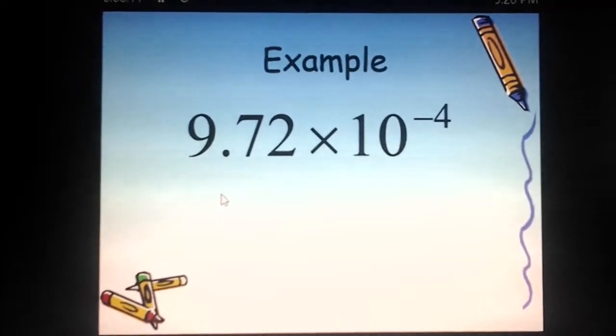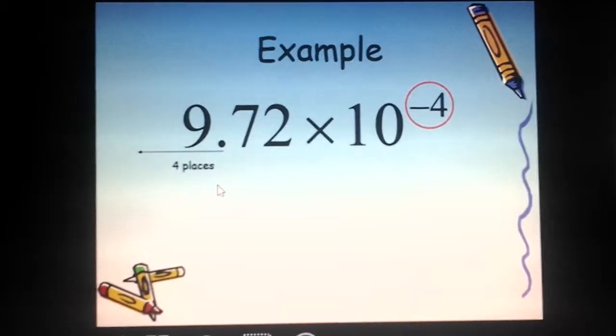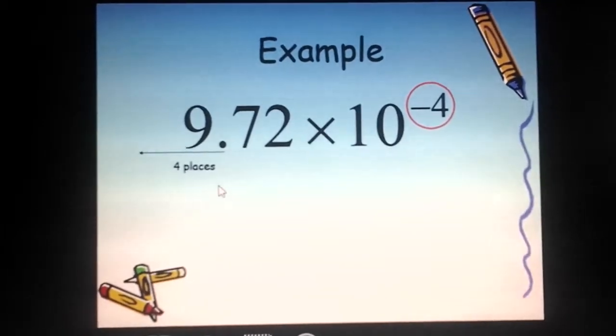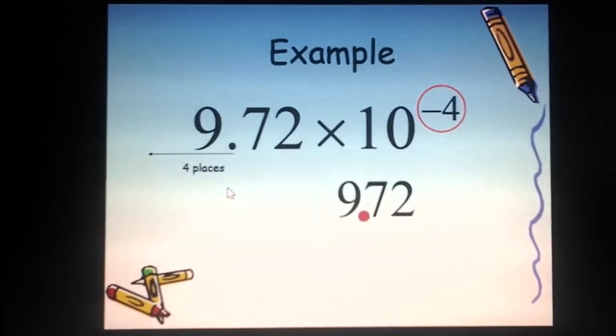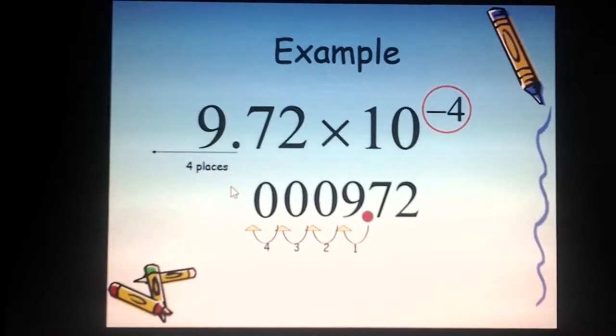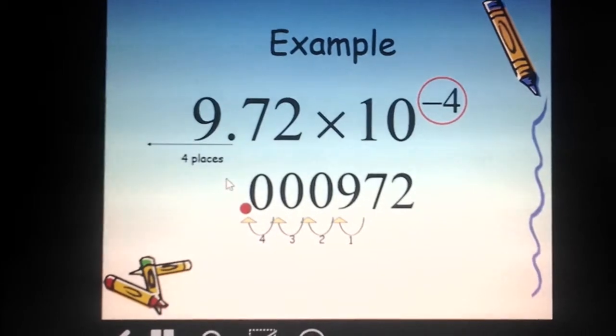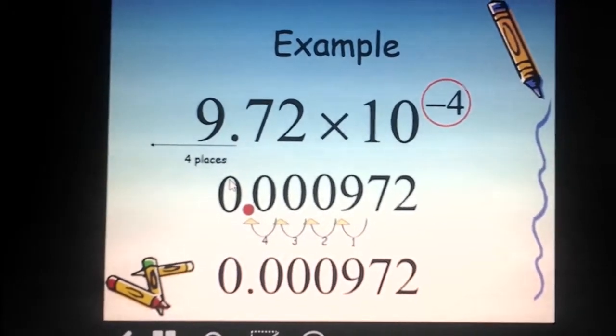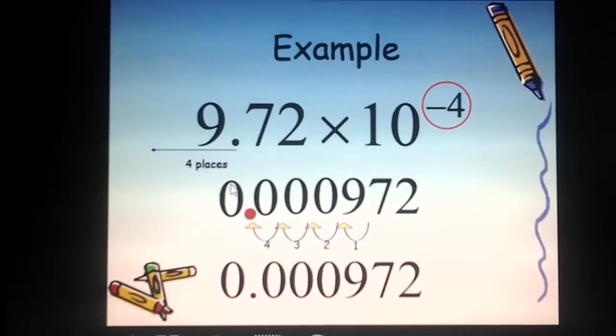Ooh, negative exponent. That means we're going to move it 4 places over to the left. Again, any empty spots, you just simply replace with zeros. And there you have a very small number.